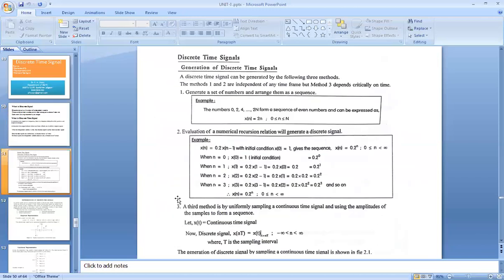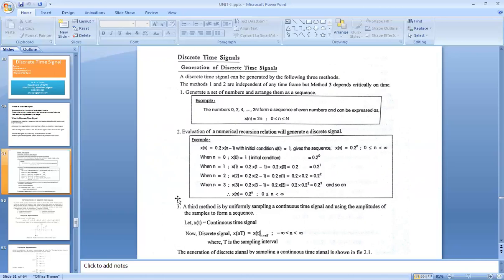Now the question arises, how will I get the discrete time signal? The discrete time signals are obtained with the help of continuous time signals. The last lecture was based on how you can convert the continuous time signal into the discrete time signal with the help of the sampling method. This sampling method will permit you to obtain the discrete time signal.